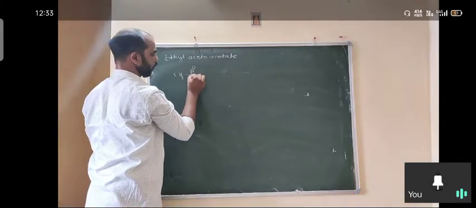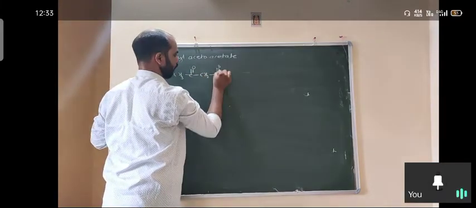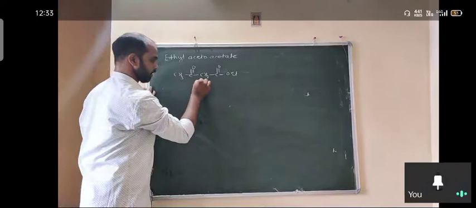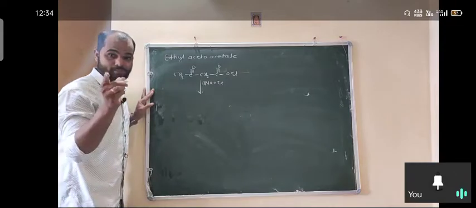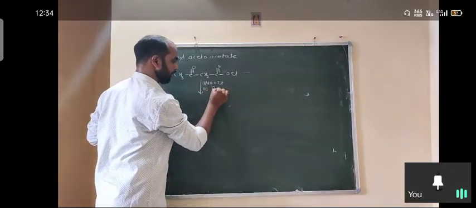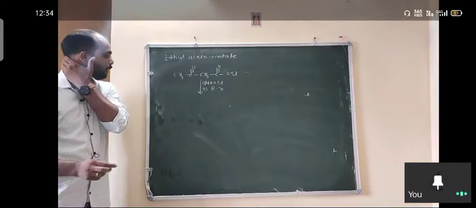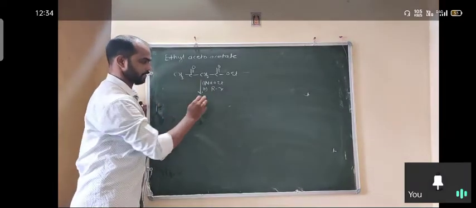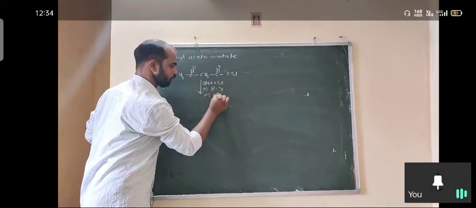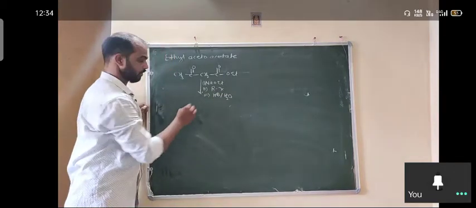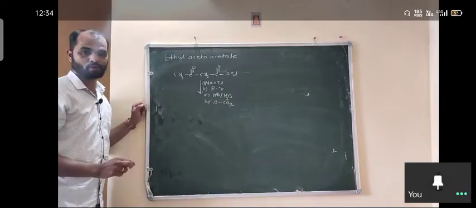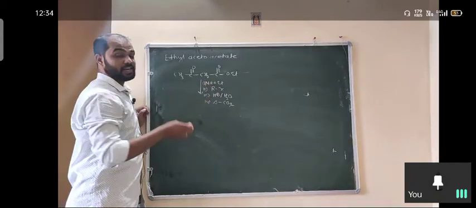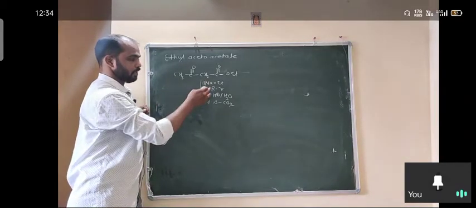CH3 C double bond O, CH2 C double bond OEt. Okay, so I just write a sequence of reagents. Suppose here NaOEt is used as a base. First reagent required is a base. Second, use here alkyl halide, because alkyl halide provides the electrophile RX. Third is H plus H2O, which is required for hydrolysis. And the fourth condition is heating, which is used for minus CO2. So here only monoalkylation is possible because one time base is used and one alkyl halide is used.